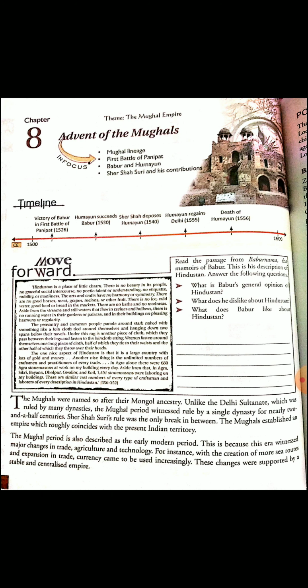Another very important thing is that the Mughal era was considered the early modern period. By modern, what do we mean? Modern means where there is advancement, where there is development. Why was it known as a modern period? Because there was a lot of development and changes in trade. Trade means the buying and selling of goods and commodities. So there were a lot of changes and development in trade, agriculture, and technology. For this reason, it was termed the early modern period. Fine.